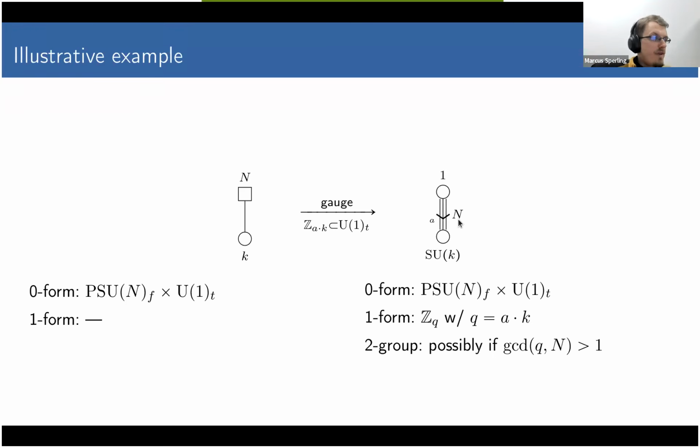Now there's an arrow. The arrow does not mean it's non-simply laced. The arrow just means that I increase the U1 charge to be A instead of 1. So the bifundamentals here transform as a fundamental of SU(K) and the charge A representation of the U1. And then I have n of them. How is that different from being non-simply laced in this case? For this one, I can write down a Lagrangian.